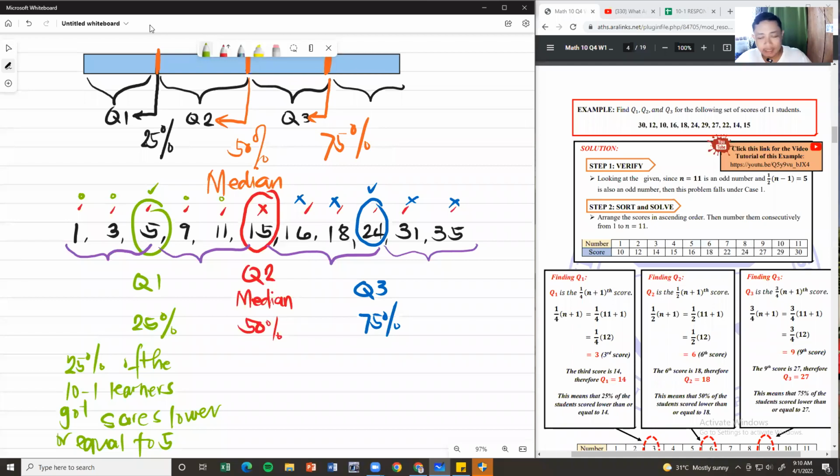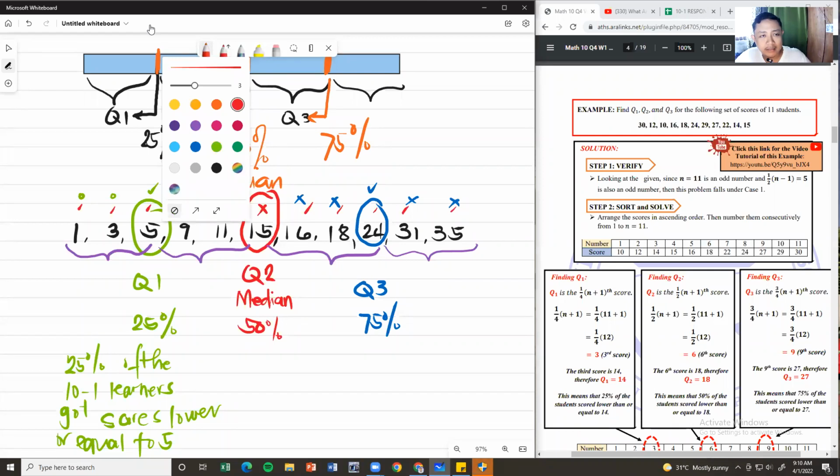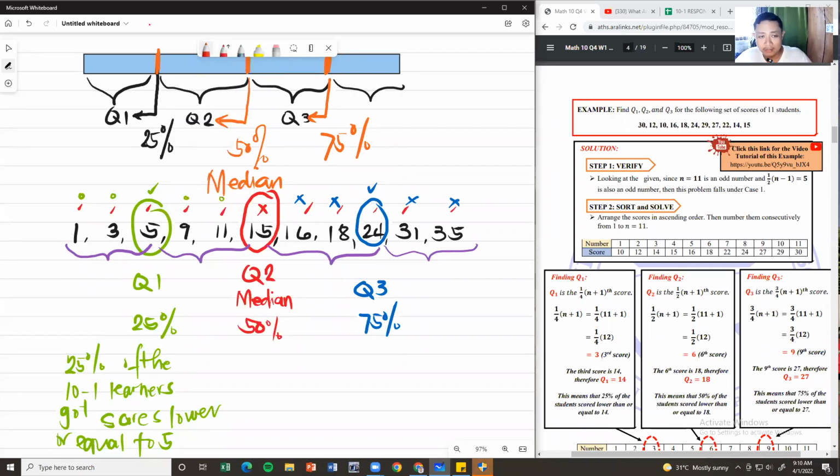Okay, good. Next, let's have naman ito, mas nagiging exciting because for the median, if our score here is 15. So therefore, to interpret this, it simply says 50% of the 10-1 learners got scores lower or equal to 15. Okay, ganun lang siya.